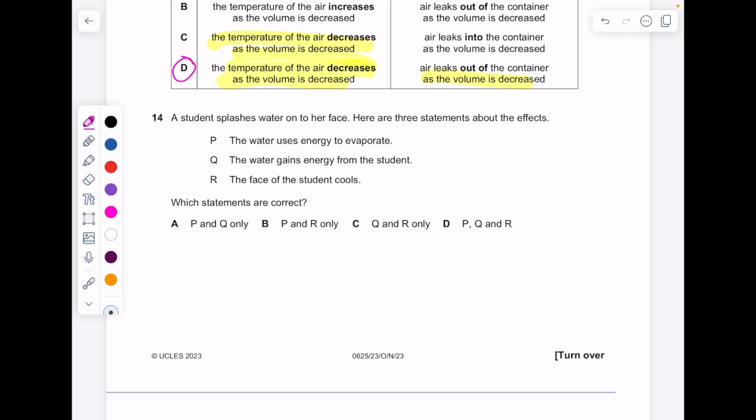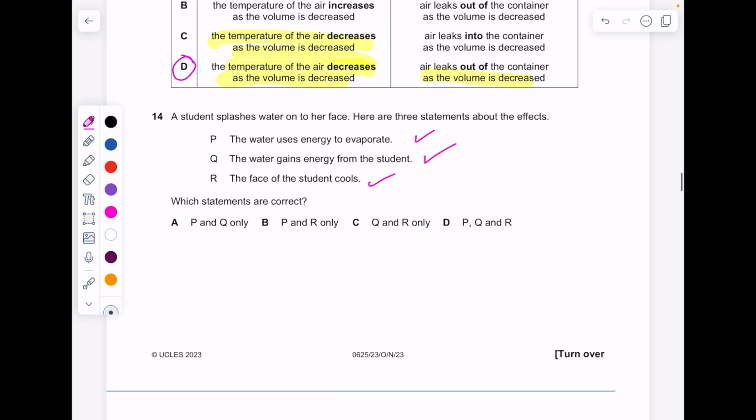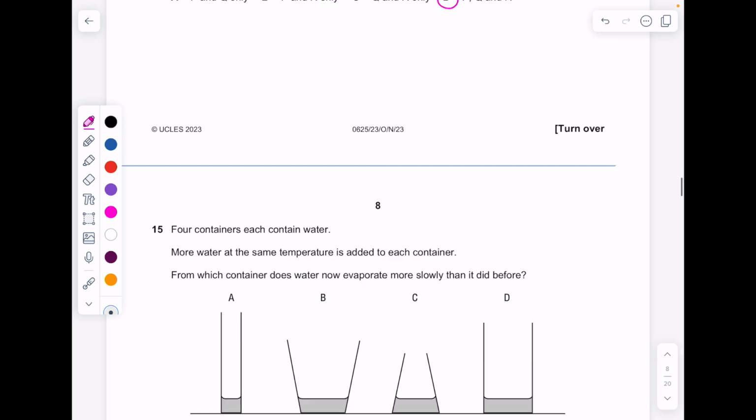How does sweat help to cool the body? Well, remember, it takes energy to evaporate the sweat from your body, and it's that loss of thermal energy which causes the cooling effect. So it's going to be similar here. Yes, the water uses energy to evaporate. Where does that energy come from? The student. Yes, cooling takes place. So the answer is P, Q, and R, which is D.